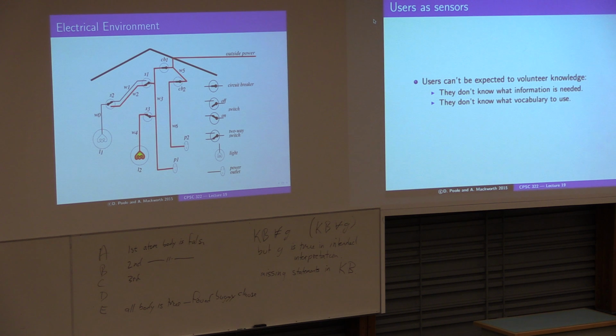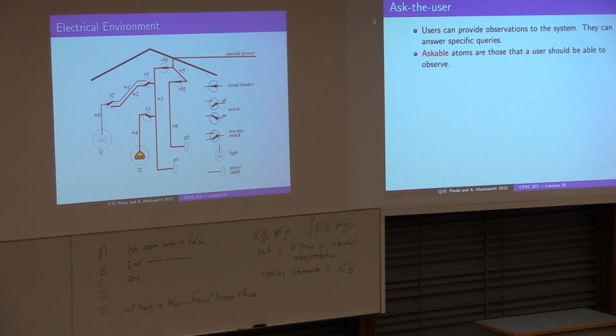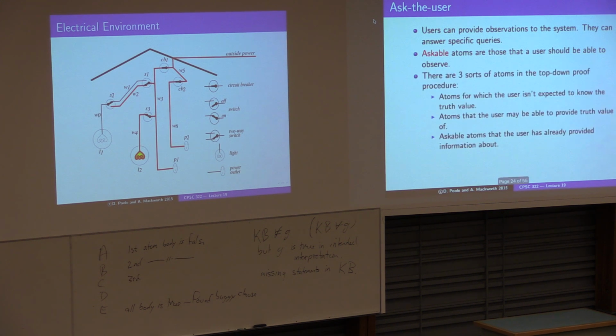Okay, so what we're going to do again is provide information, and do this very trivial thing: we're just going to make some things askable that they should be able to observe. So we're going to ask them questions, essentially yes-no questions. So we're going to have askable atoms that the user should be able to observe in the system. And there are going to be three types of atoms we're going to talk about. The atoms which the user isn't expected to know.